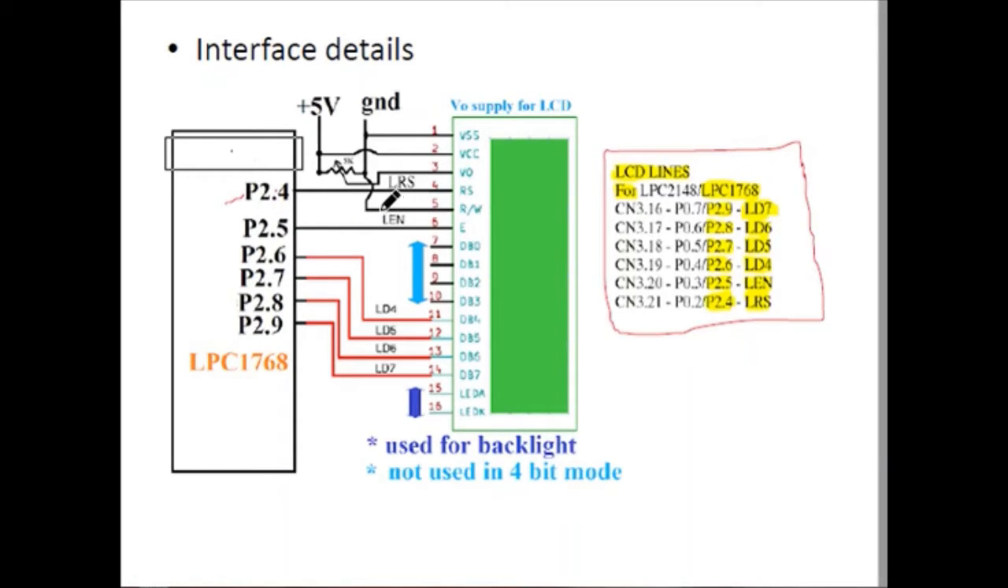Read and write is already pre-configured because we are only writing, so we have to use that. Then we have P2.6 to P2.9, that is 1, 2, 3, 4. These four bits of port number 2 are required to be used for sending the data, or these will be acting like a data line, which are interfaced to pin numbers 11, 12, 13, 14.